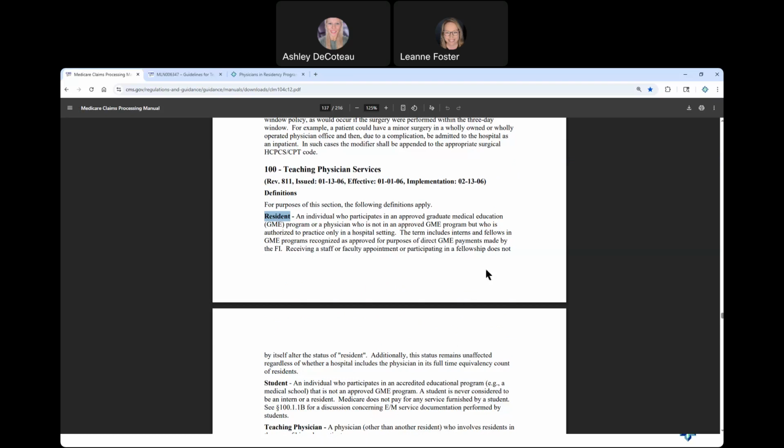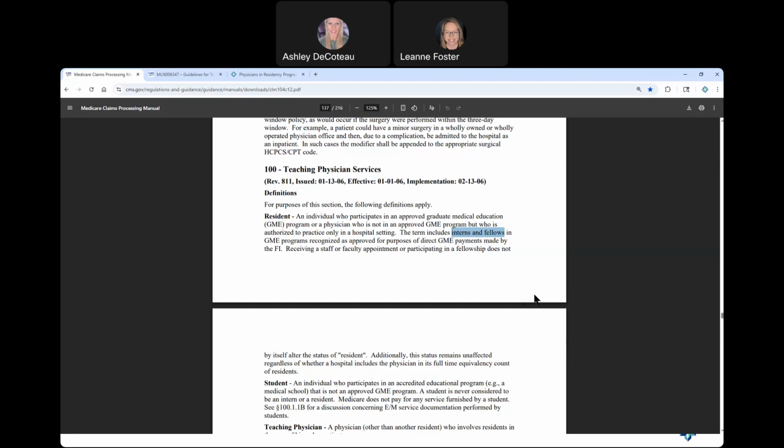The definition then goes on to tell us that this includes interns and fellows in GME programs, and that participating in a fellowship does not change the status of a resident. So for Medicare purposes, if a fellow is enrolled in a GME program, they are considered to be a resident.